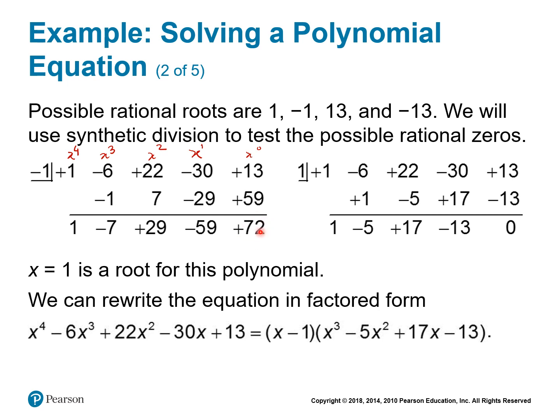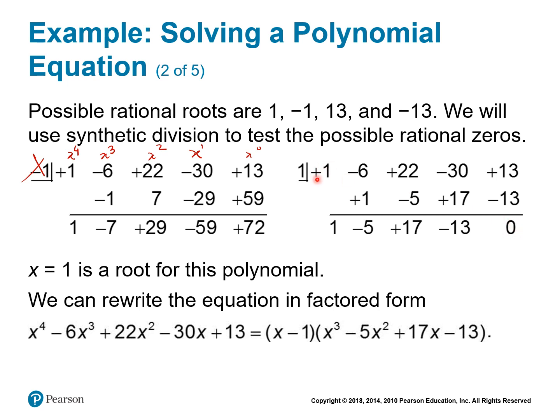It's not a 0. So negative 1 is eliminated, correct? So I'm going to cross that out. Negative 1 is eliminated. Now we work with the next value, which is positive 1. All right. So they're working with positive 1 here. Same process. Now positive 1 shows a value of 0 for the remainder.